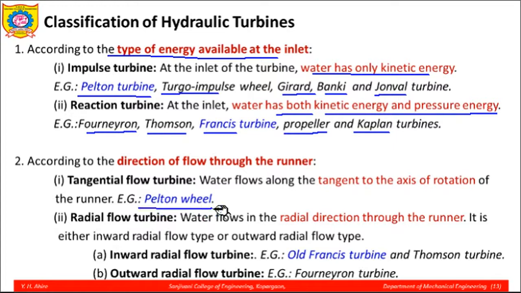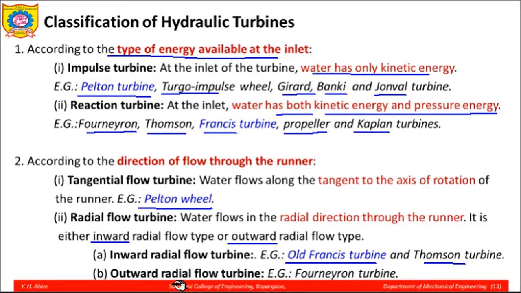Example is Pelton wheel. In a radial flow turbine, the water flows in the radial direction through the runner along the radius. It is either an inward radial flow type or an outward radial flow type of turbine. In the inward radial flow turbine, the water will enter at the outer circumference of the runner and it flows radially towards the center of the turbine. That is inward radial flow. The famous example is the old Francis turbine, also the Thomson turbine.